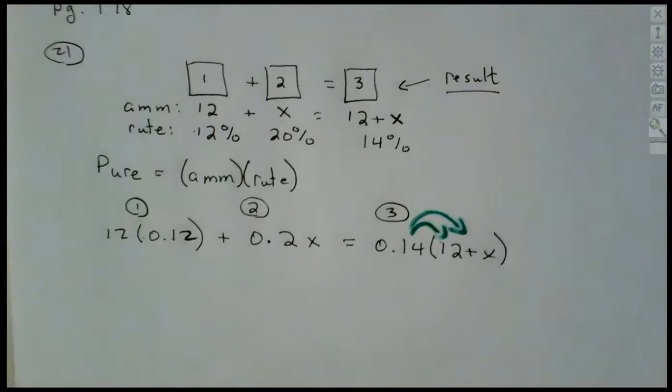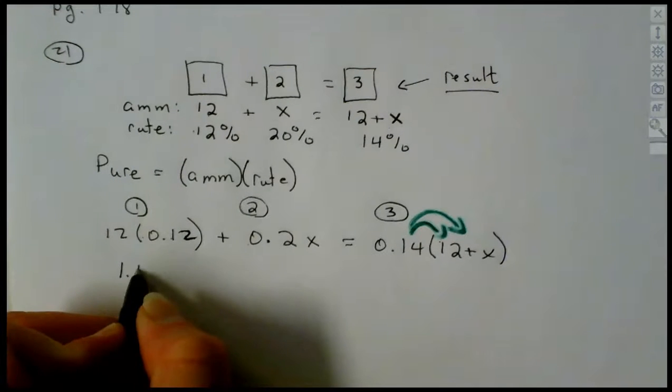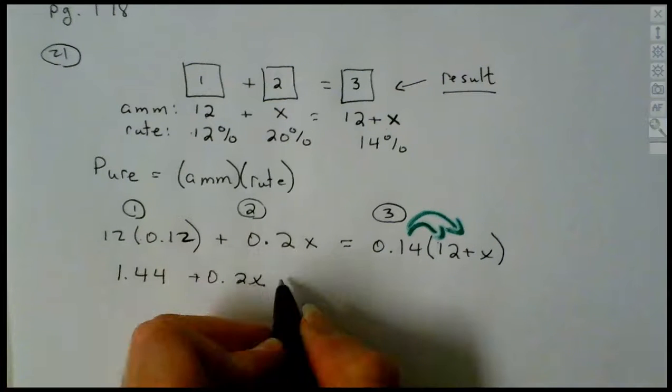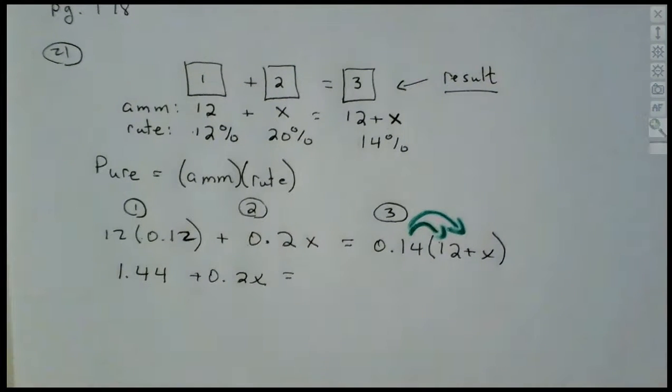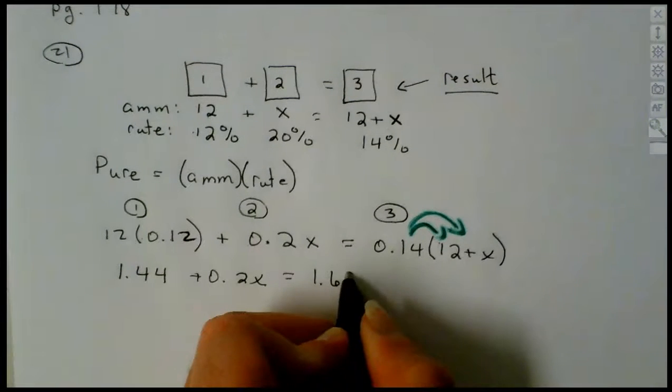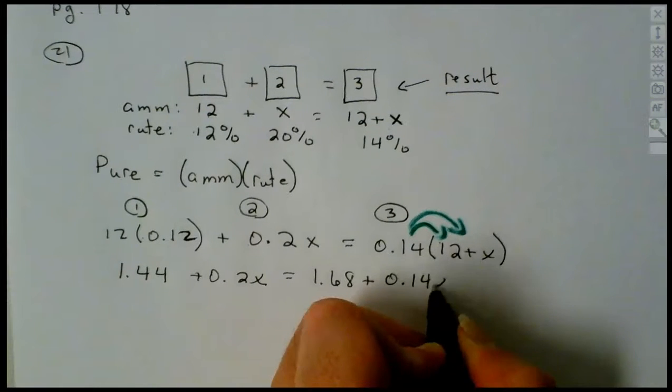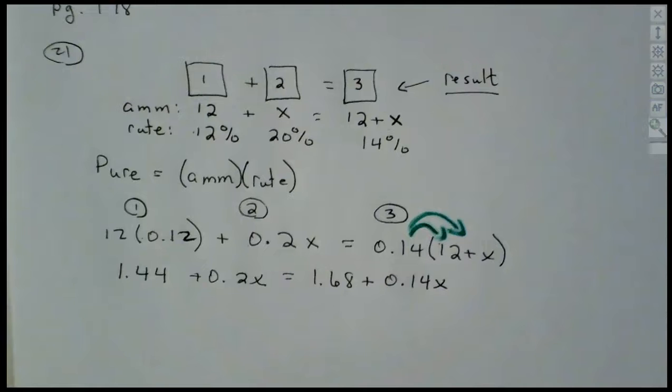And we've got 12 times 0.12. I believe that's 1.44. Let me double check. When you multiply them here, this gives you 1.44 plus that 0.2x. Distributing through, 0.14 times 12 on the other side gives you 1.68. And distributing through, that gives you 0.14x. So just be careful and take your time with these decimals.